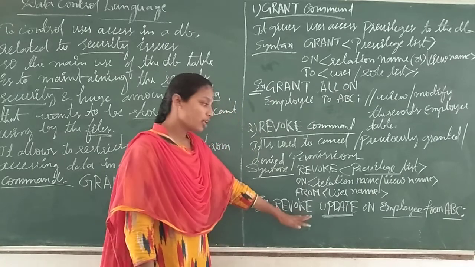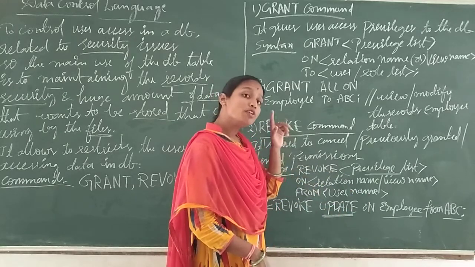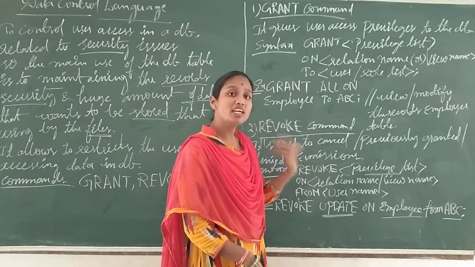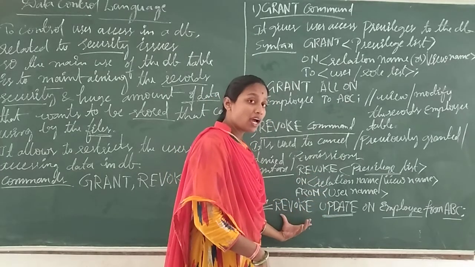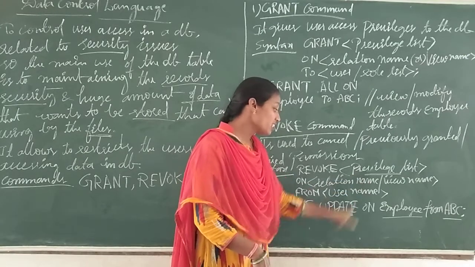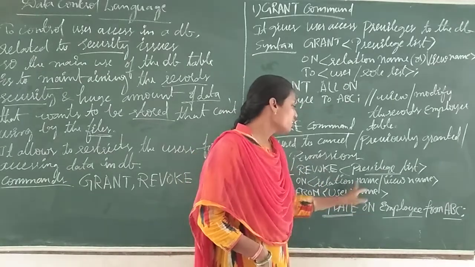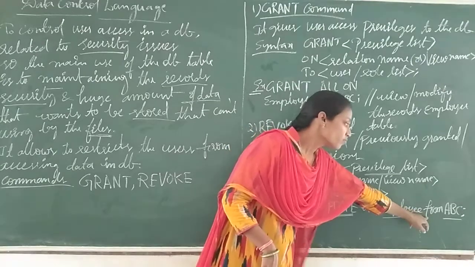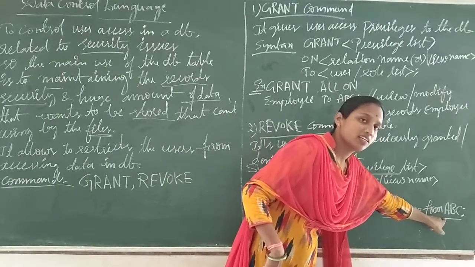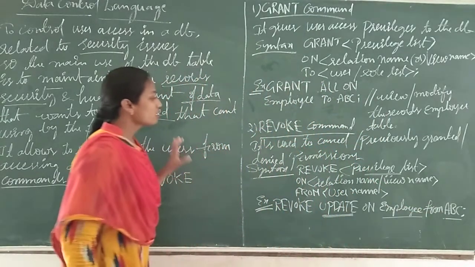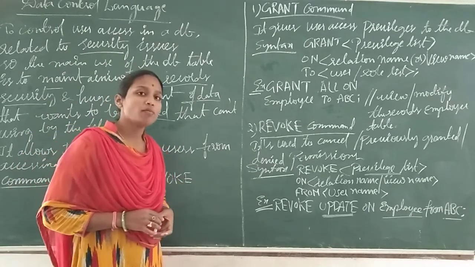Here is the example: revoke. Here update is a privilege list, not a command. We see the update command in DML, data manipulation language. But here revoke is the command, and update is the privilege list. Revoke update on the relation name employee from ABC, from whom we have cancelled the permission. Today's lecture we discussed the DCL data control language commands.